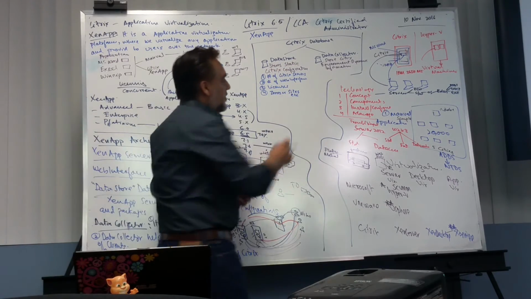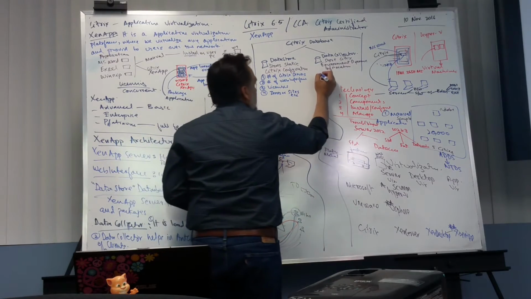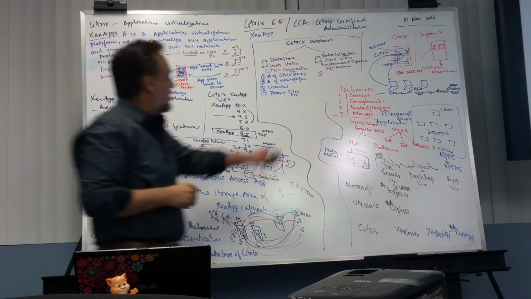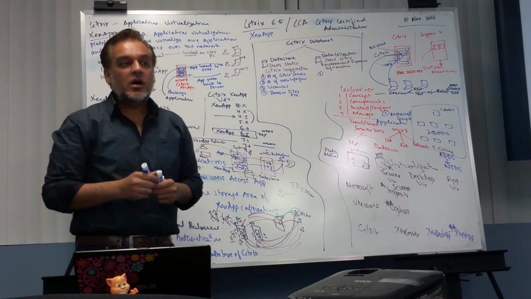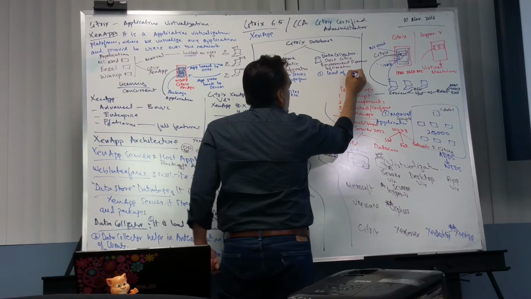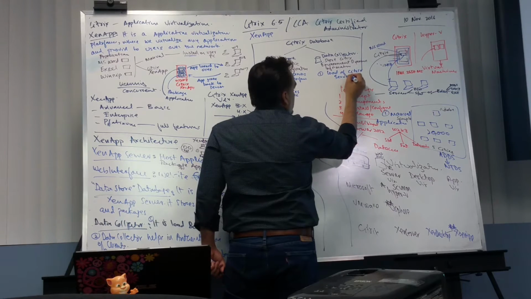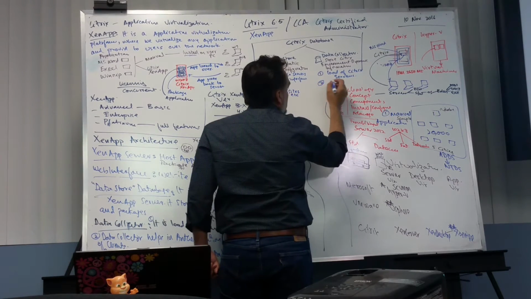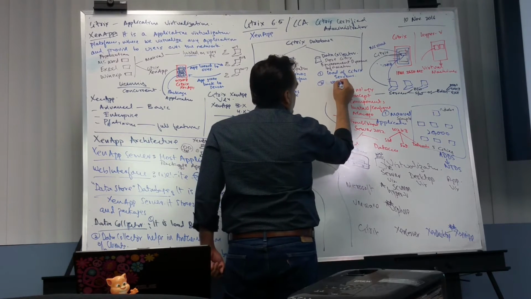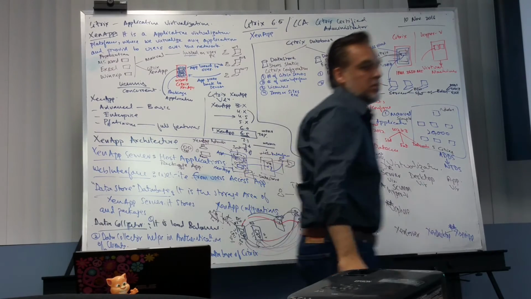Whereas dynamic information is right here. Dynamic information is basically load on Citrix servers. Number two, connections, user connections, etc.